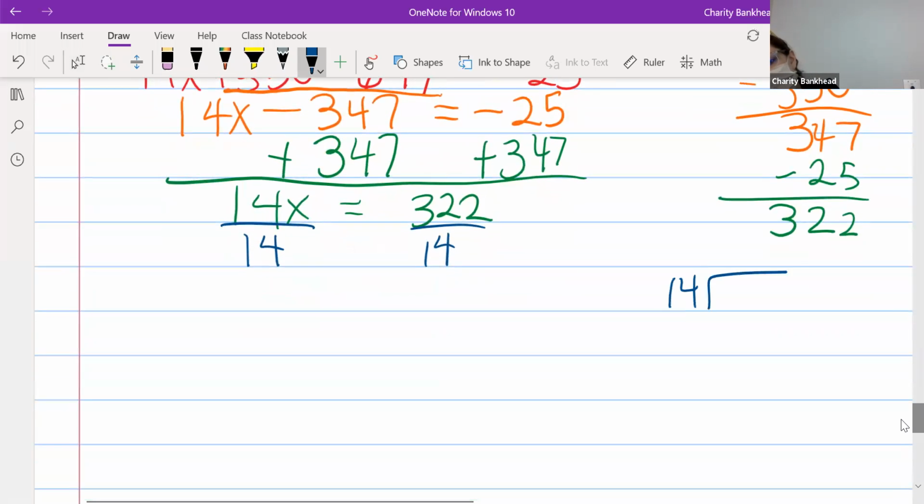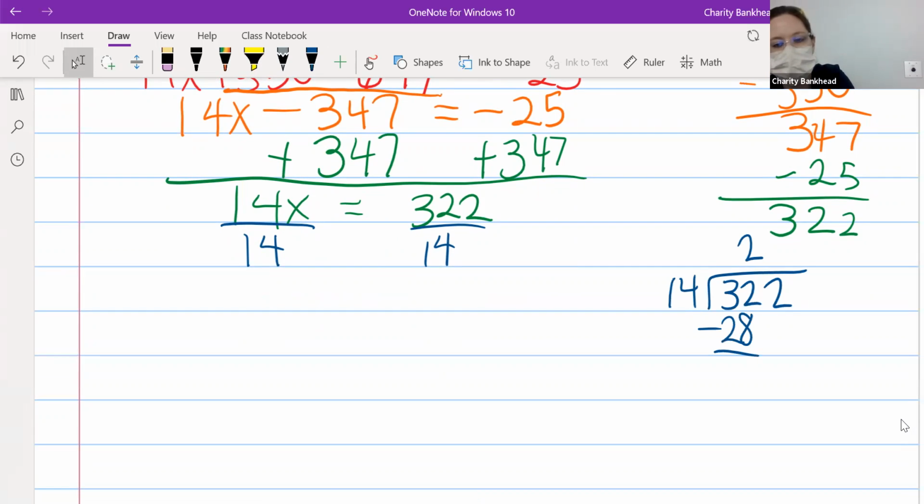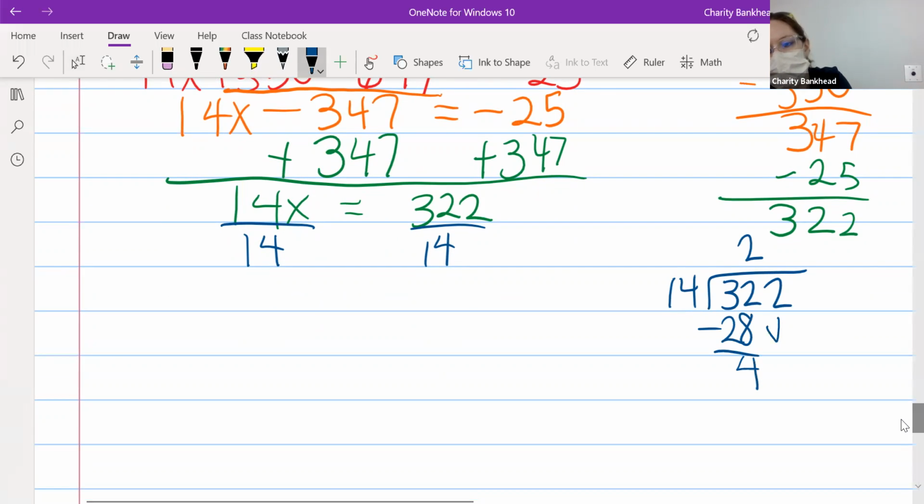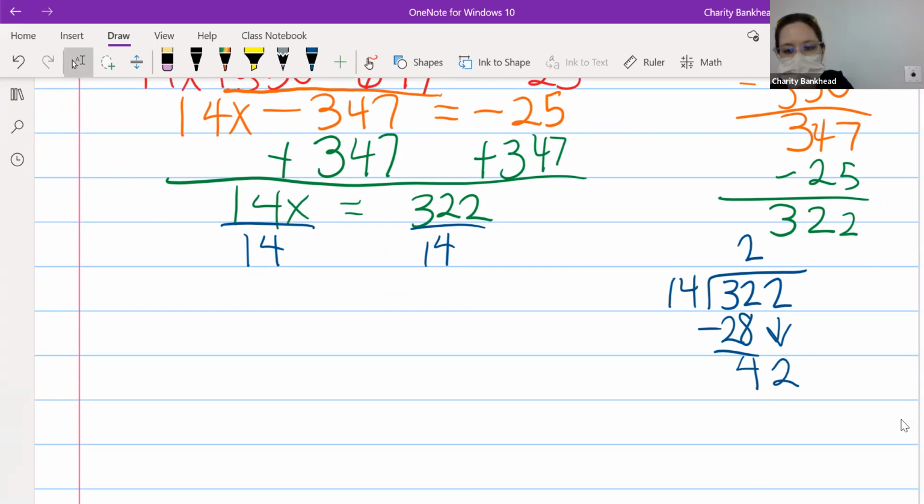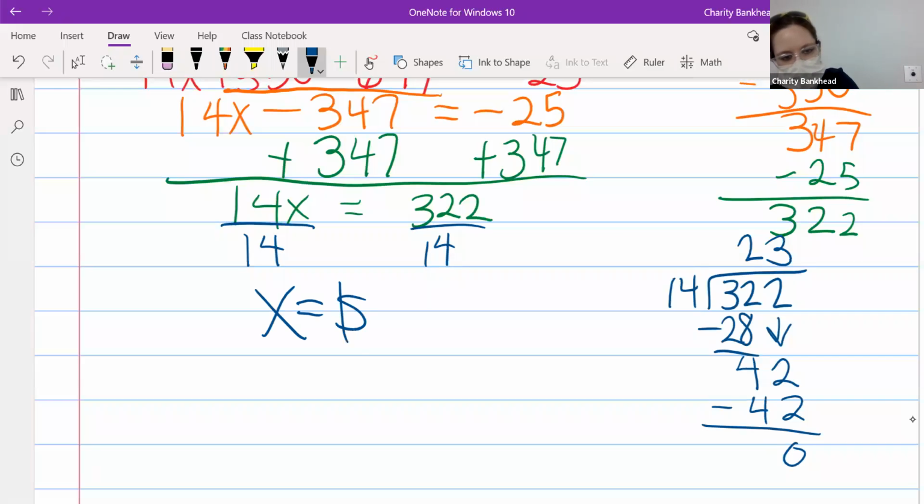So 14 into 322. So 14 goes into 32 two times. 2 times 14 is 28. 32 minus 28 is 4. Bring down the 2. And then 14 would go into 42. I believe that would be 3 times. Yeah, 3 times 14 is 42. So X is equal to $23.